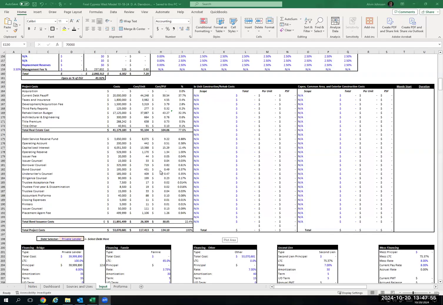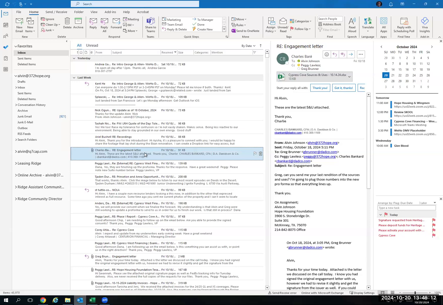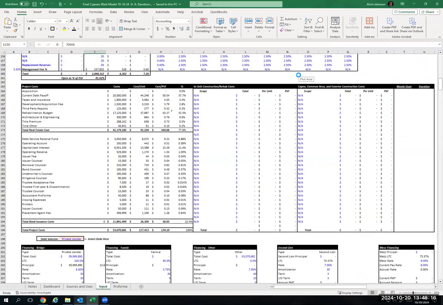So what I've done here is I have taken the sources and uses that I got from my bond underwriter. This is his sources and uses.